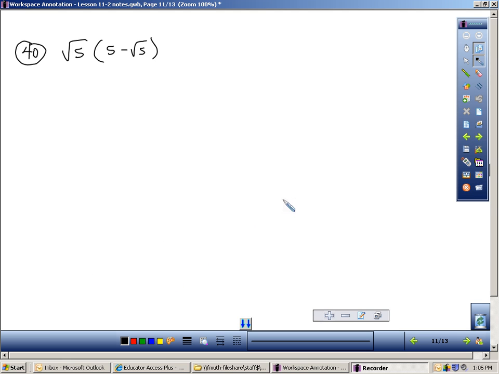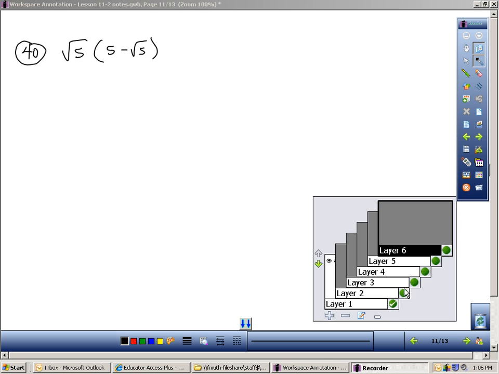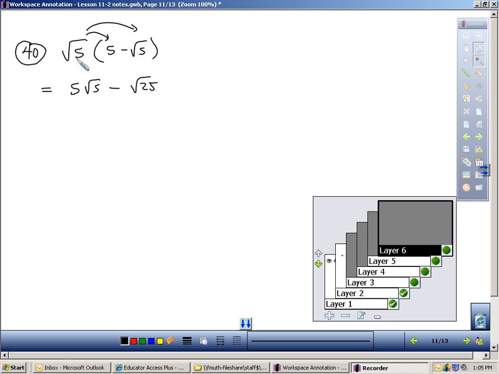Question 40. Again, I'm simplifying the expression. This is a distribution problem. I want to distribute the square root of 5 through the problem, so I do. Square root of 5 times 5 is 5 square root of 5. Remember, I can't somehow combine those together into 25.